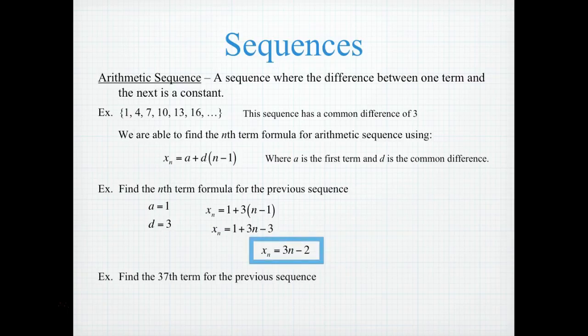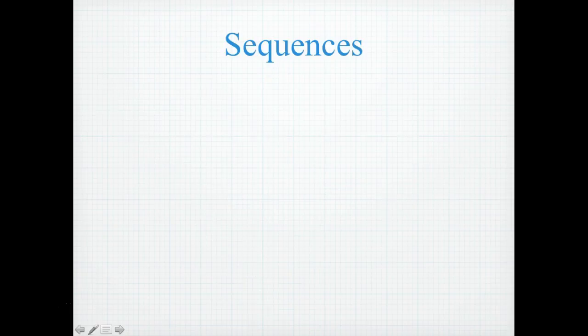Now this is going to allow me to answer the follow-up question, which is, now that I know the nth term formula, let's find the 37th term in this sequence. So to find the 37th term, I just plug in 37 for n, multiply and simplify, and we get a value of 109. So the 37th term in the previous sequence would be 109. And we're able to identify that by identifying what the nth term formula is.